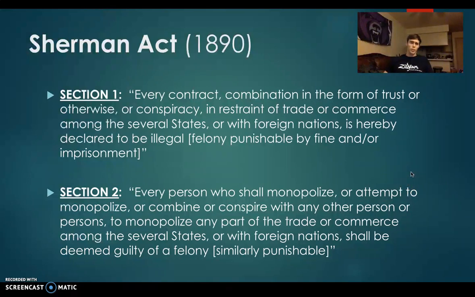Section 2 states that every person who shall monopolize or attempt to monopolize, or combine or conspire with any other person or persons to monopolize any part of the trade or commerce among the several states or with foreign nations shall be deemed guilty of a felony and is similarly punishable. So Section 2 addresses the actual attempt of an individual or a company to achieve a monopoly.